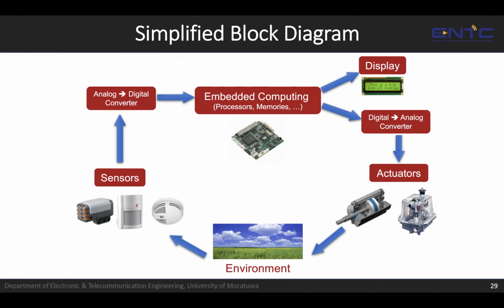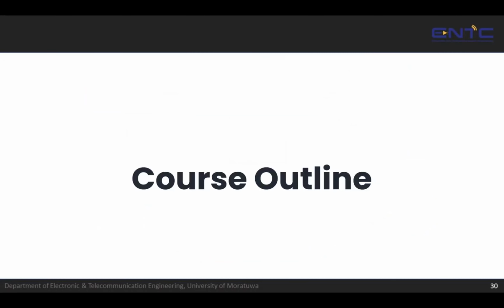But if it's analog, you go through an AD converter. And on the other hand, once you process the information and you make some decisions, you either display them or else you make some change back on the environment through actuators. So if the actuator is running on analog, then there'll be another digital to analog converter as well. So here is the block diagram that we will deal with. You will see sensors, actuators, display, and embedded computing as we go through the course.